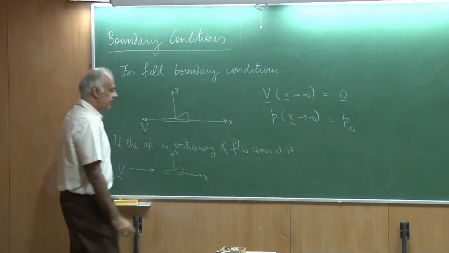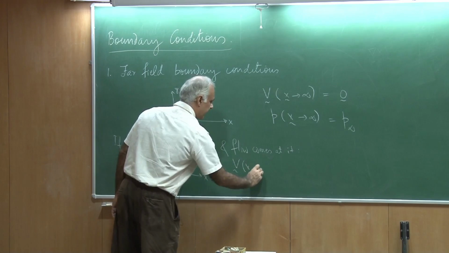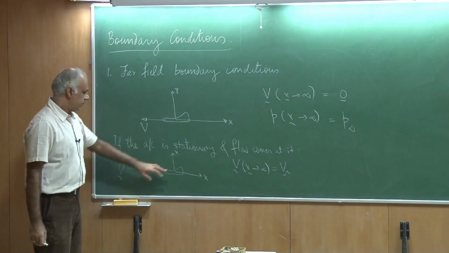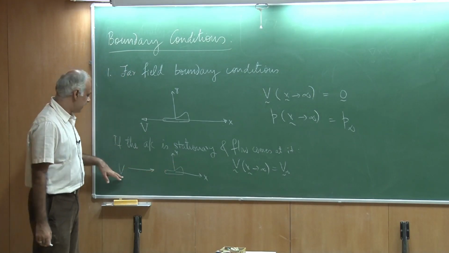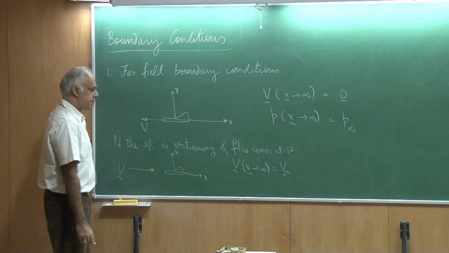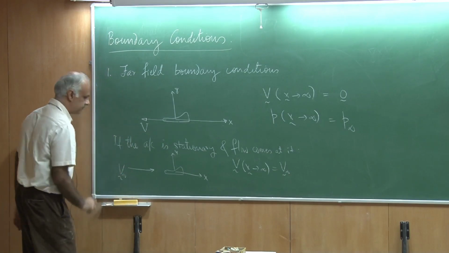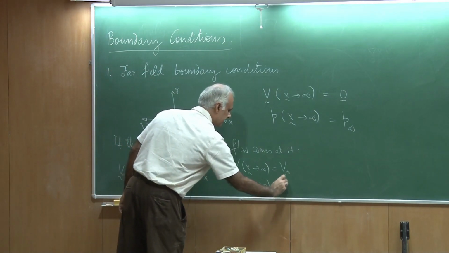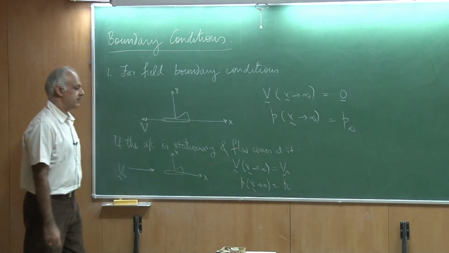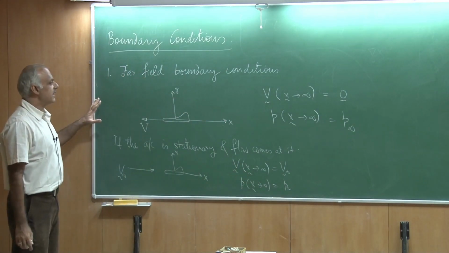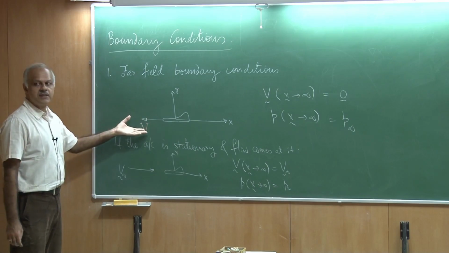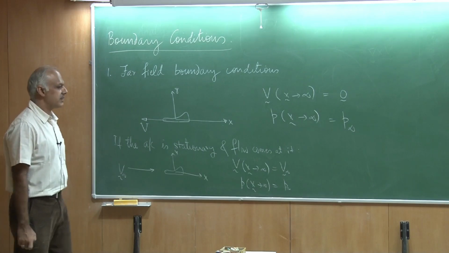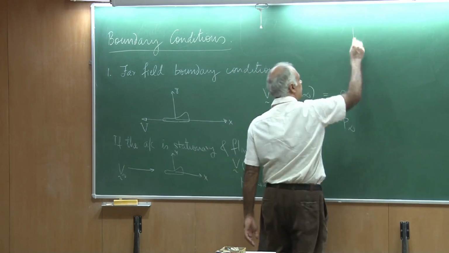Now the far field boundary conditions are that V at x tending to infinity is V infinity, and P at x tending to infinity is P infinity. Close to the aircraft the flow would be different than this V infinity. So essentially what we are saying is that there is very little or no disturbance of an object to the flow which is far away. That is the far field.